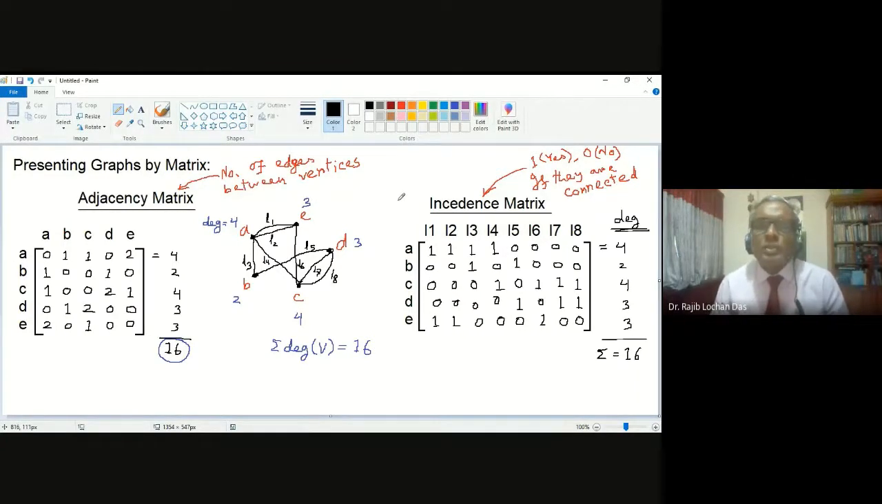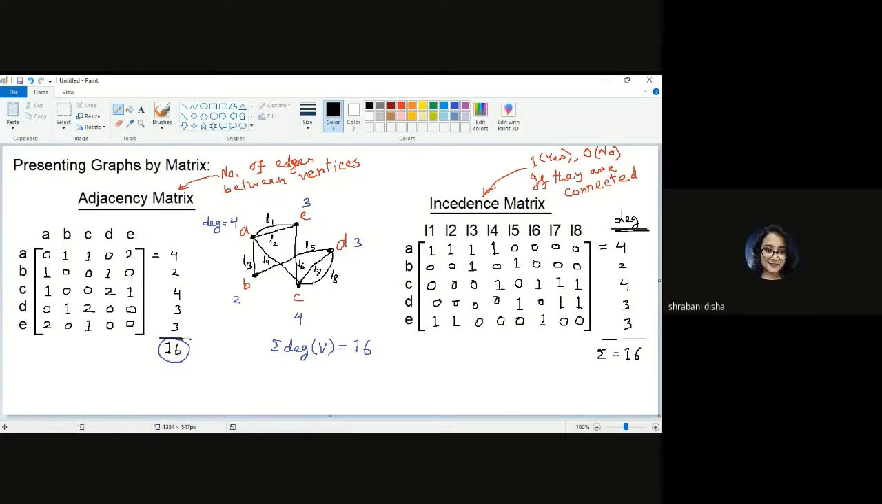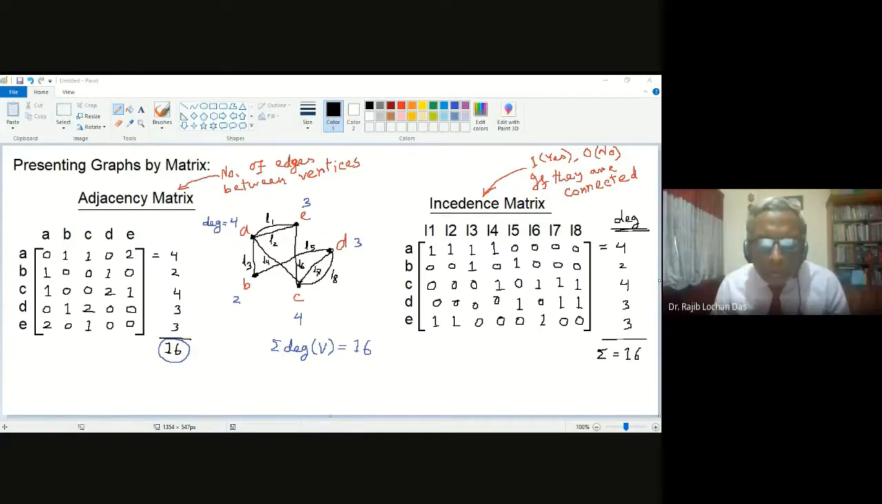Another thing I can tell you, an edge is also called an incidence. So that is all. Is that okay? Yes, sir. Okay.